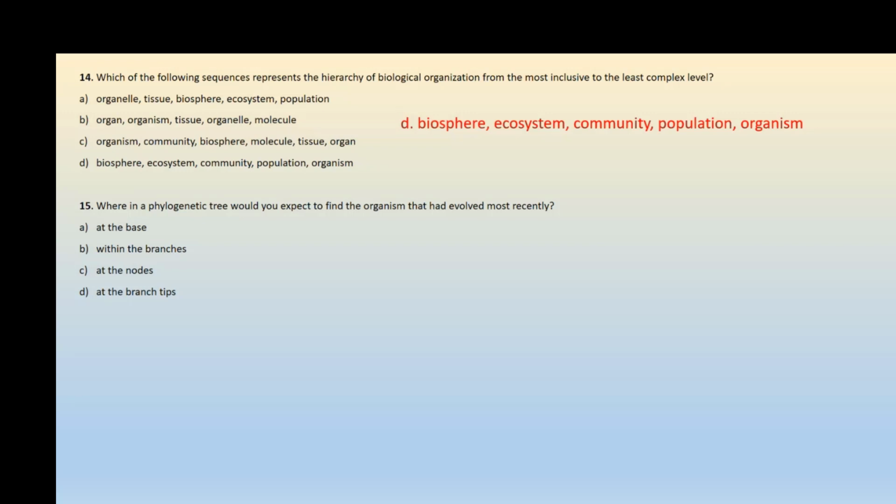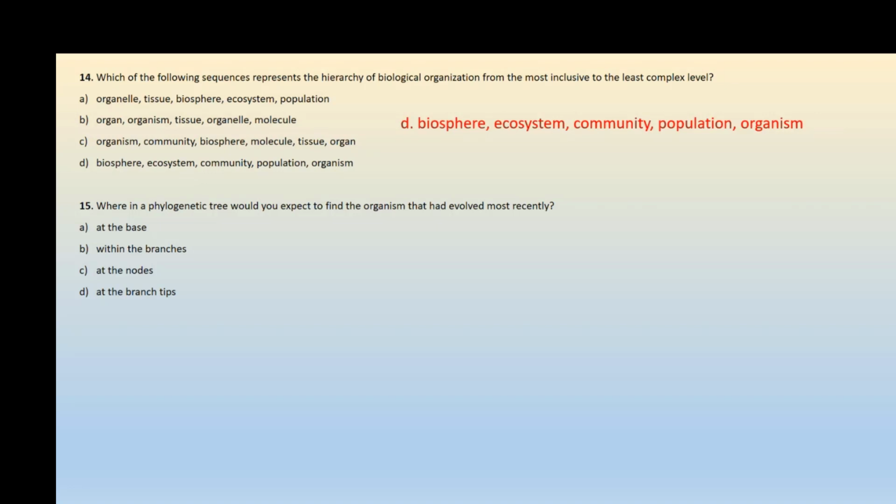Where in the phylogenetic tree, the organism that have evolved most recently will be found typically in the branch tips or in the terminal nodes. Which is kind of like what I'm sure most of you are worried about, the terminal nodes or the branch tips. The branch tips represent the exact extent or the current living species or a group of organisms.